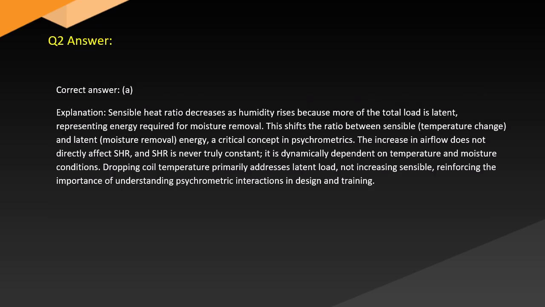Answer. Correct answer: A. Explanation. Sensible heat ratio decreases as humidity rises because more of the total load is latent, representing energy required for moisture removal. This shifts the ratio between sensible temperature change and latent moisture removal energy, a critical concept in psychrometrics.